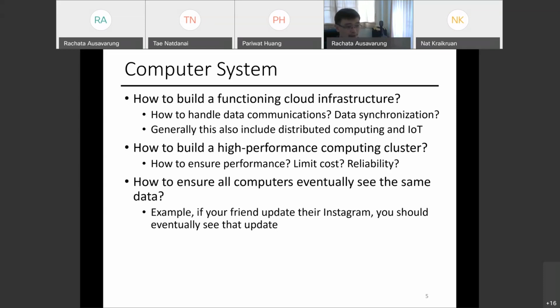How to ensure that computers eventually see the same value? What does it mean? I assume many of you here use things like Instagram or Facebook, right? What would happen when you upload a new picture on Instagram? You want to make sure that eventually everyone sees my updates. If you look at your friend's profile, you should see the most up-to-date version of it. Have you ever thought about what has to happen inside the server to make sure that no matter what server you connect to, this holds?